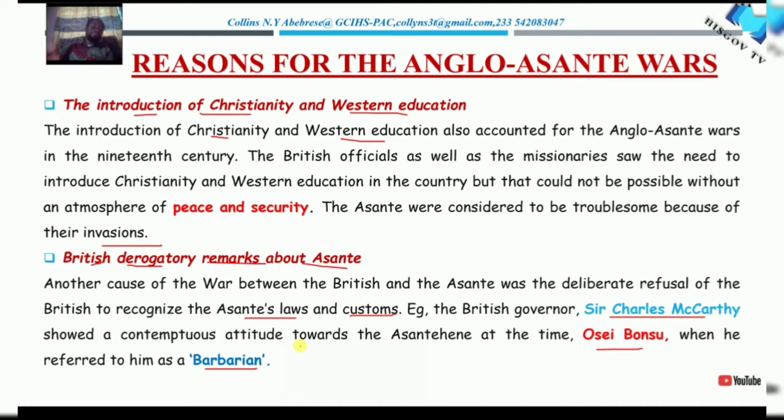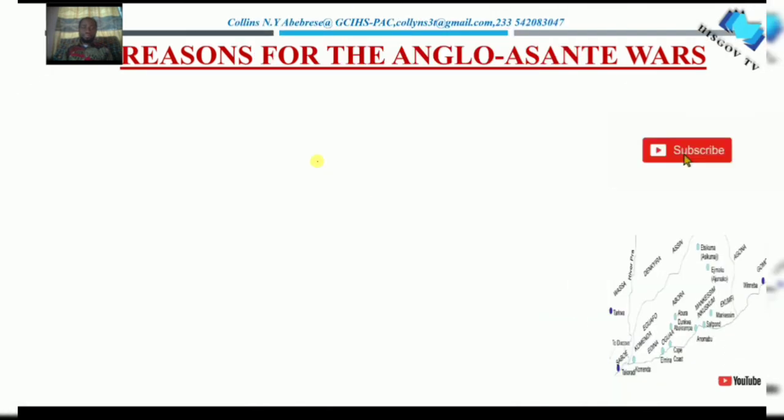Yes, and so even today, you don't speak anyhow about the Ashanti. But because the British had refused to accept our customs as a people, our laws as a people, they were constantly having issues with the Ashanti. Okay, and that partly contributed to the frequent Anglo-Ashanti wars that were fought in the 19th century.